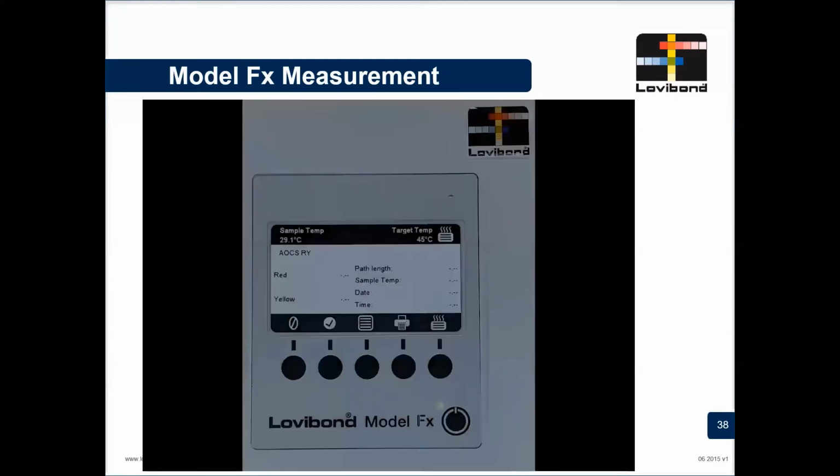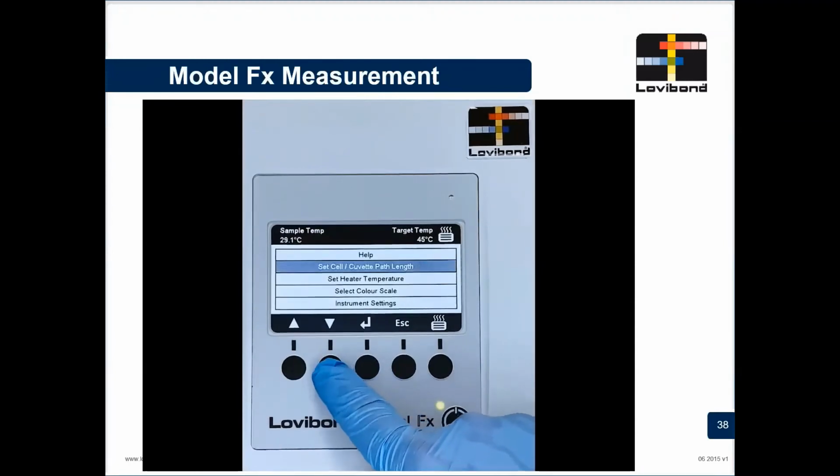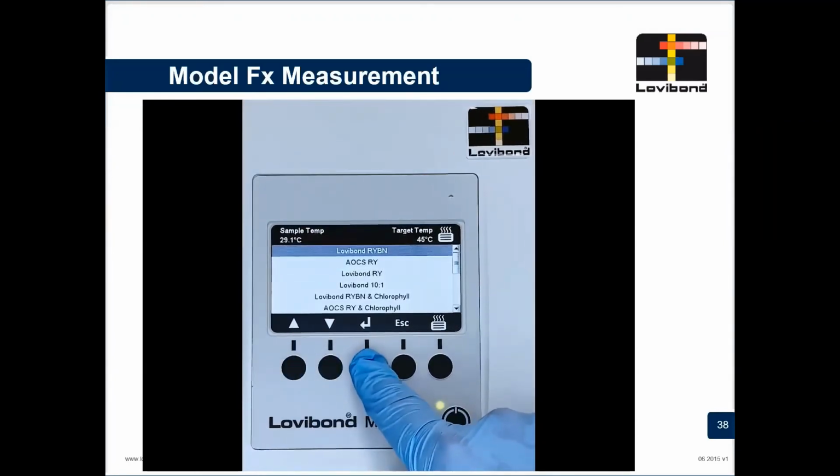You can select your color scale from the menu icon. Everything's driven by these 5 buttons underneath the screen that change depending on where you are in which particular menu. So you can choose your scale.